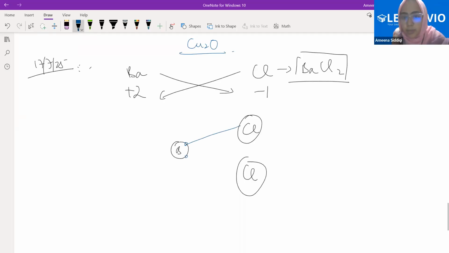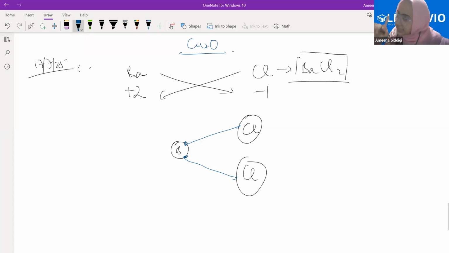One electron will be gained by one chlorine, and one electron will be gained by this chlorine. So, one for each. Therefore, we will be needing 2 chlorine atoms for one barium atom. Yes or no? Are you able to imagine it physically? Properly? That is how we get the formula of BaCl2.